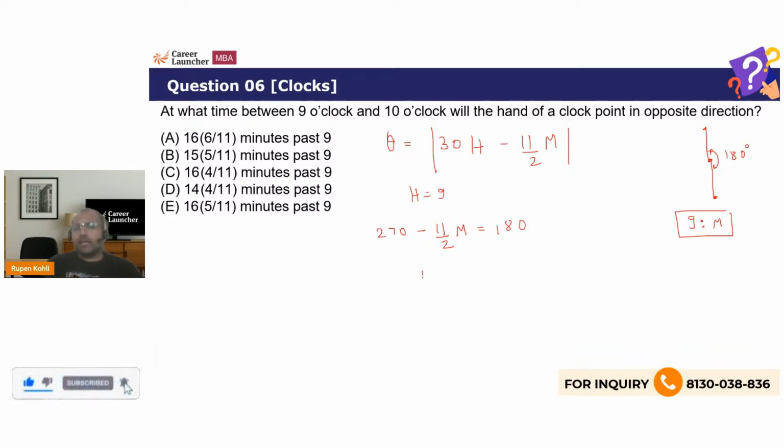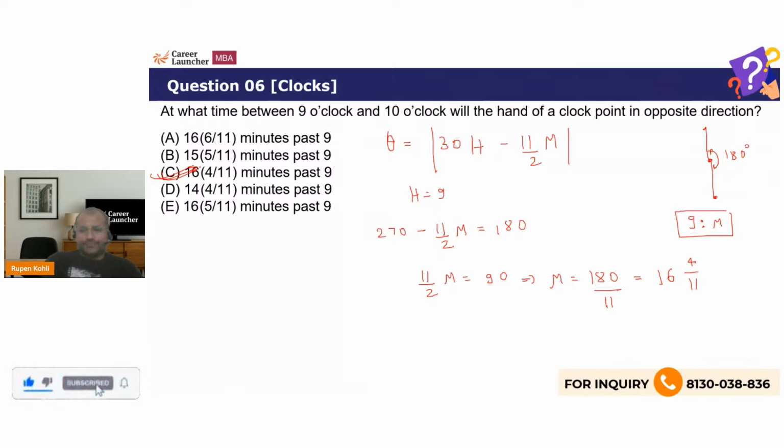बस आ जाएगा m. 11 by 2m is therefore 270 minus 180, 90. You're getting m as 90 into 2, 180 by 11. Mixed fraction में आंसर आना है. 11 into 1 is 11, then 76, 66, 4 is the remainder, 16 4 by 11 is the mixed fraction. That is the option C for the exact time when the two hands will be pointing in the opposite directions.